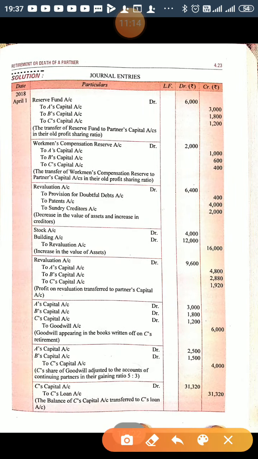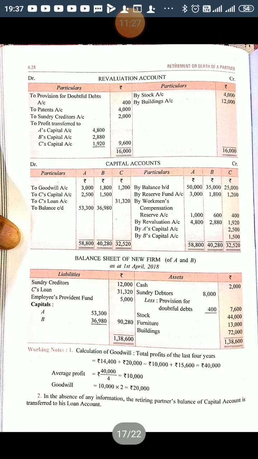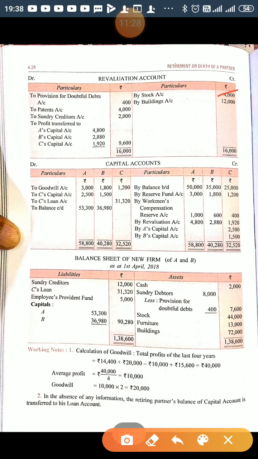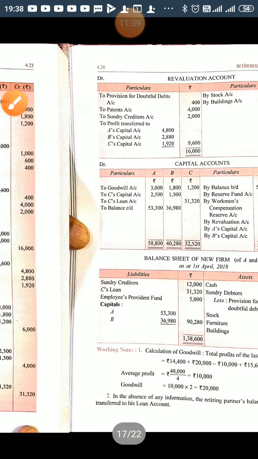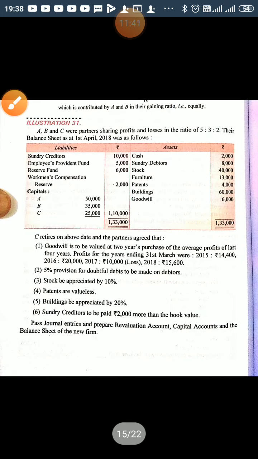It's a gain for the business. So the journal entry will be stock account debited to revaluation account with 4,000. This 4,000 is included in this 60,000. Now on the revaluation account credit side, you will write by stock 4,000, and in the balance sheet you will add the 4,000. Now it becomes 44,000.